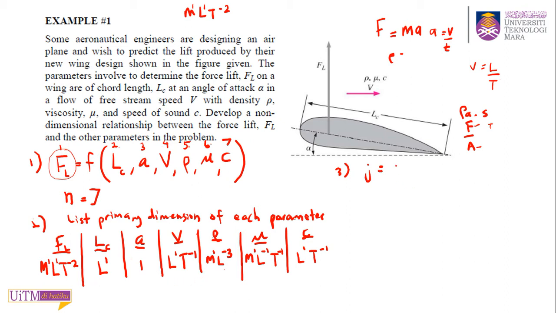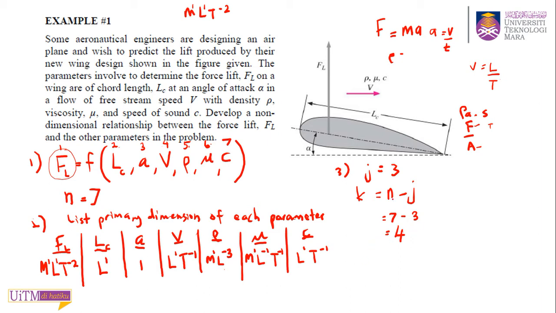Three, correct. So we have M, L and T. Okay, so we have 3 primary dimensions. So J is 3, and then to find K, K is equal to N minus J. K is the number of pi that you will generate in this equation. So N is 7, J is 3, so this will be 4. So the number of pi that you will generate after this is 4 pi. So you have pi 1, pi 2, pi 3 and pi 4.